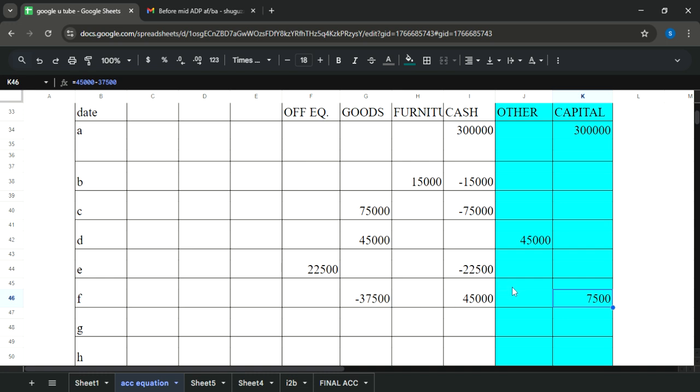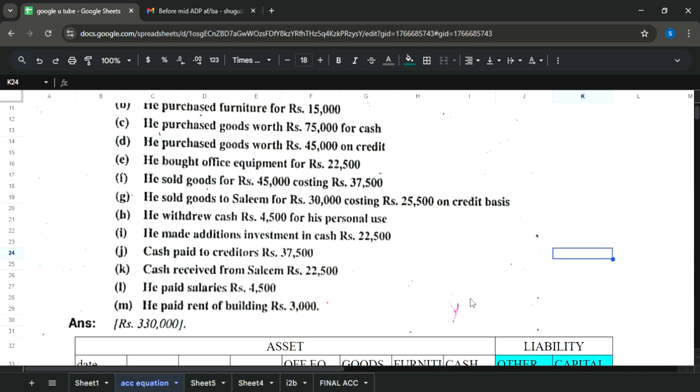Once again, I am requesting you to please repeat and revise it. Reverse this video lecture for a few minutes back and see how we have entered this entry. F entry is completed. Now let's see what G entry is saying. He sold goods to Salim for 30,000, costing 25,500, on credit basis.